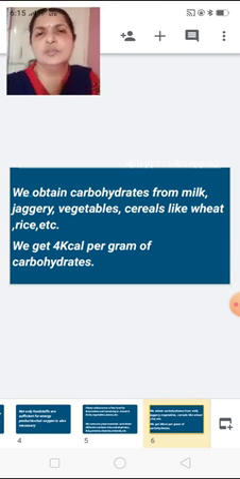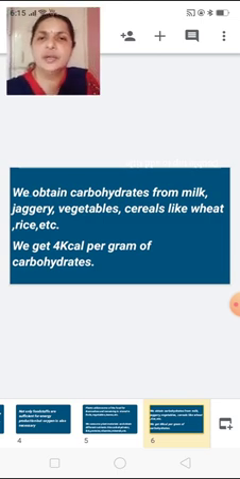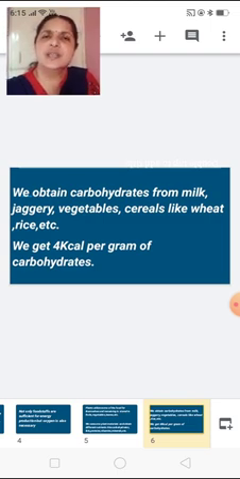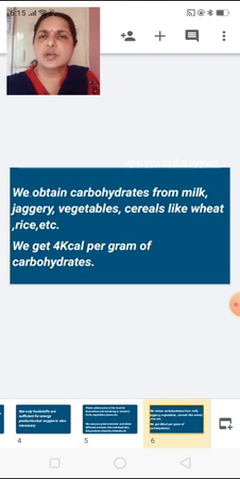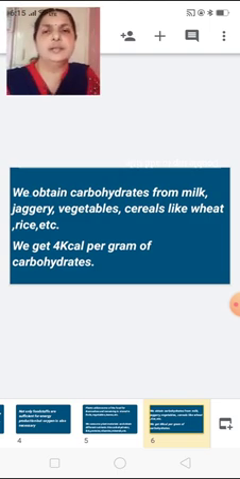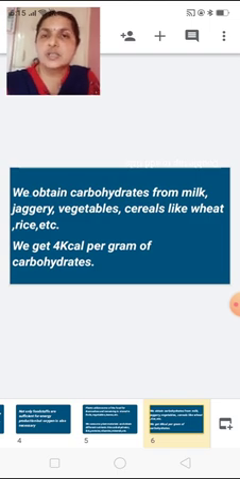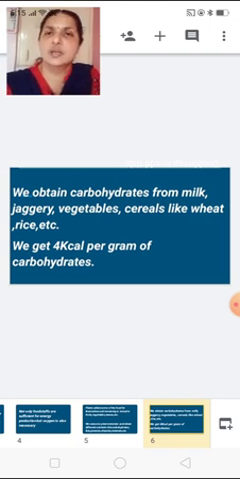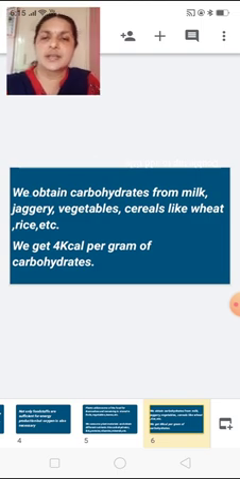What are the foods rich in carbohydrate? We saw milk, jaggery, fruits, vegetables, cereals like wheat, rice, jowar, bajra. So many cereals are there which are rich in carbohydrate. Later we will learn how much energy we get from protein and from fats, etc. We learn it in the next one.